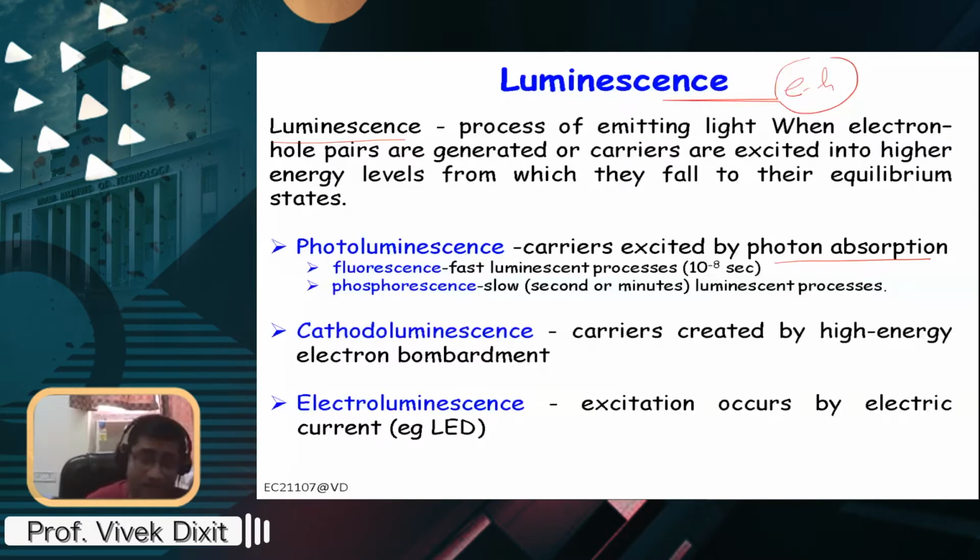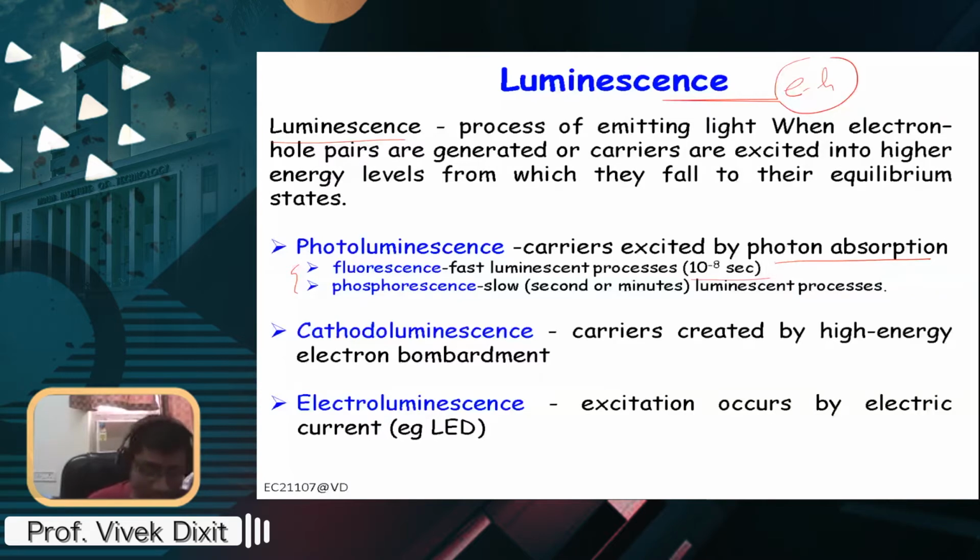Now, depending on how long it takes for the carriers to recombine, it has some subgroups called fluorescence and phosphorescence. Fluorescence is basically a fast process. Typically it takes on the order of a few tens of nanoseconds, and in that time all the extra carriers will recombine.